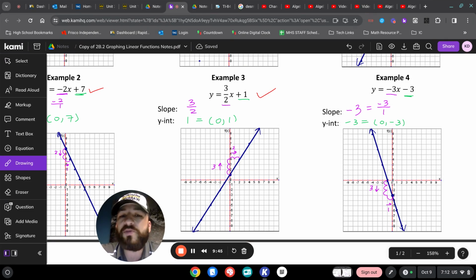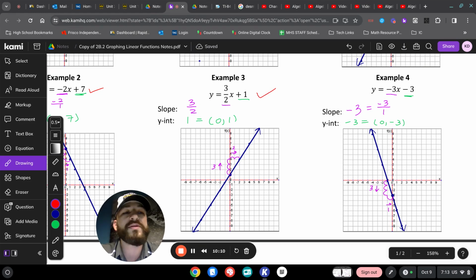So first and foremost, we want to plot our y-intercept, which is 0, 1. Then we want to use our slope, rising 3 and running by 2 to get more points, and that does give us a positive sloping linear function or an increasing function once we connect those dots and add our arrows for continuity. Then on example 4, once again, y equals negative 3x minus 3. That is in slope-intercept form, so we are good to go.